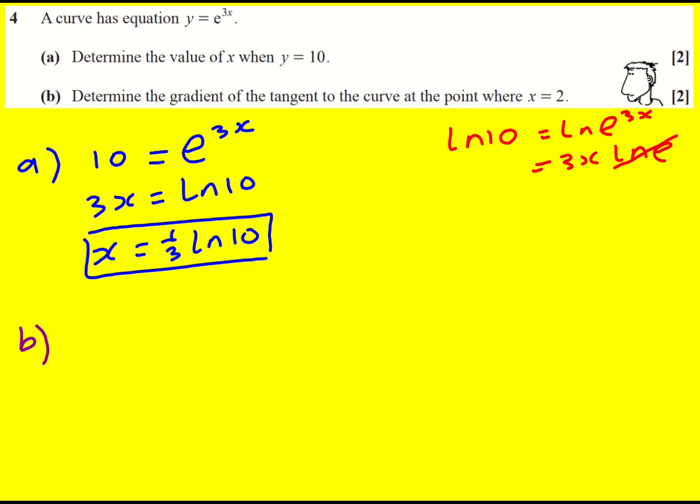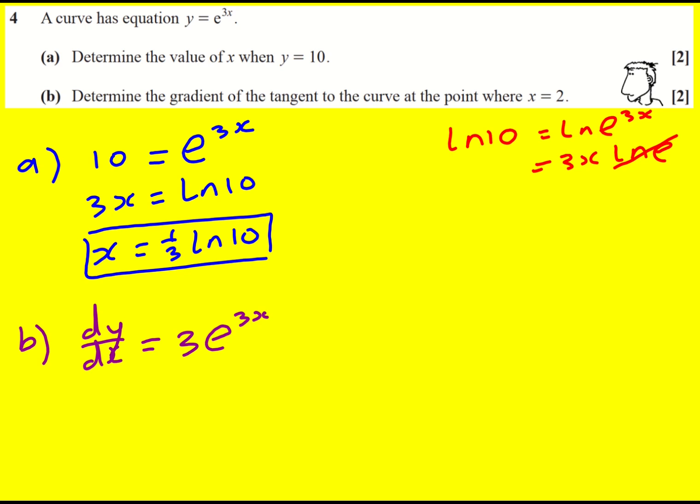For B, we're asked to determine the gradient of the tangent to the curve at the point where x equals 2. So this is going to be dy by dx at x equals 2. When we differentiate e to the x, we get e to the x. When we differentiate e to the kx, we get k e to the kx. So this is going to be 3 e to the 3x.